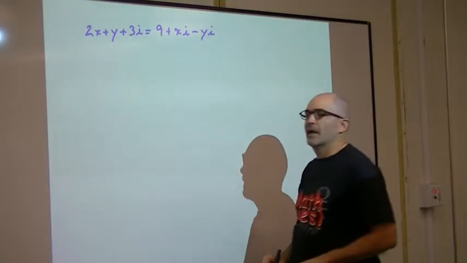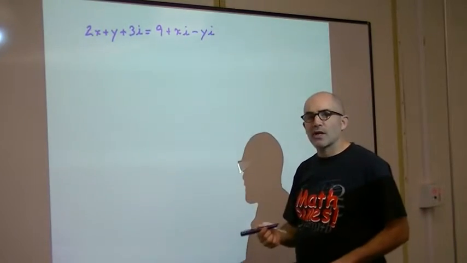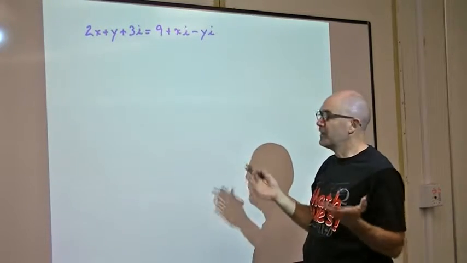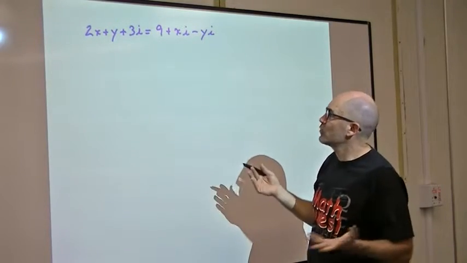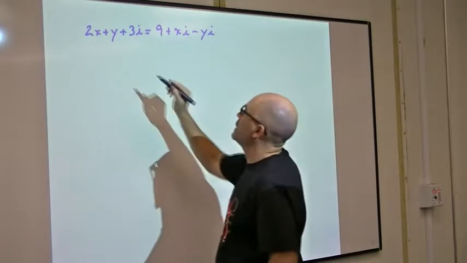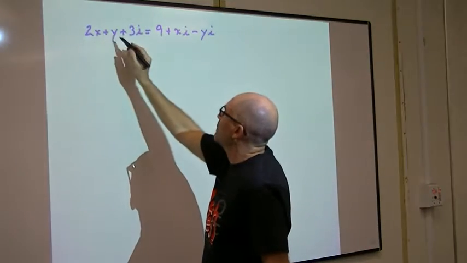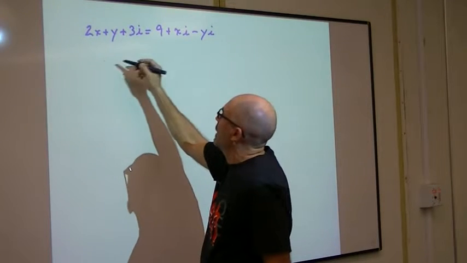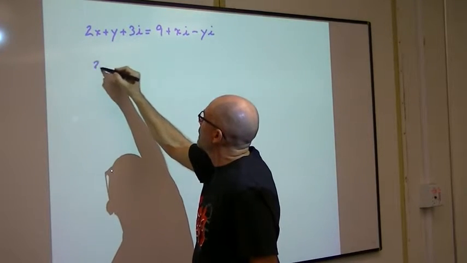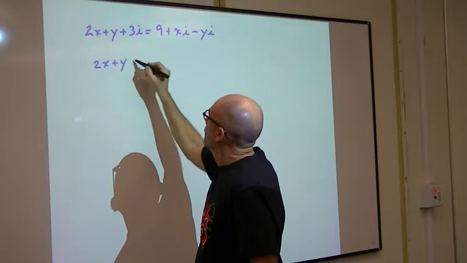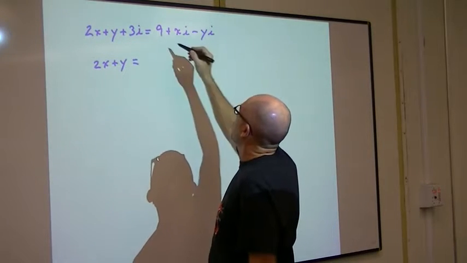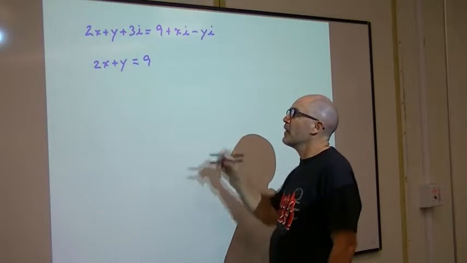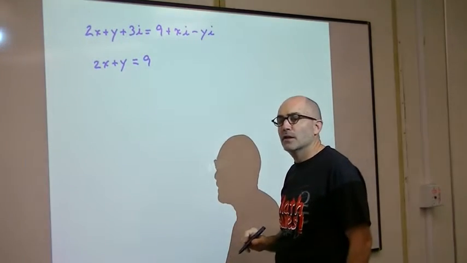All right, there are really two separate equations here. There's the real, there's the imaginary. And like I said, they don't mix. So we just treat them like two separate equations. So the real is 2x plus y. Now we're in the real dimension. I don't even see this 3i. So it's just 2x plus y equals, what's real over here? Only 9. I don't see xi minus yi. They're in a different dimension.